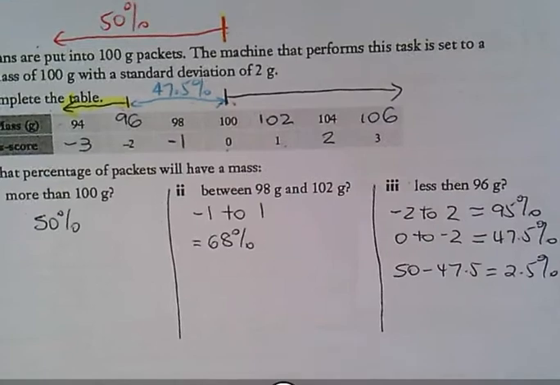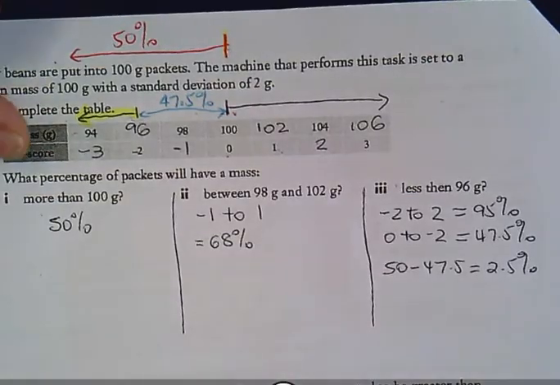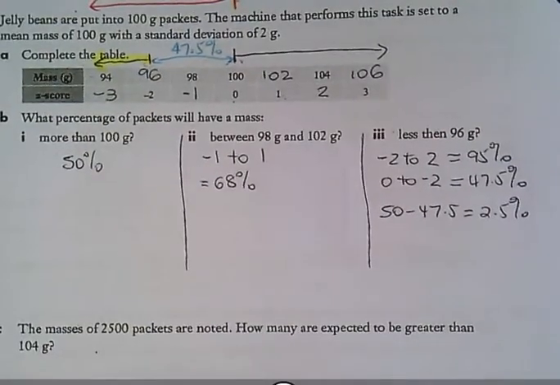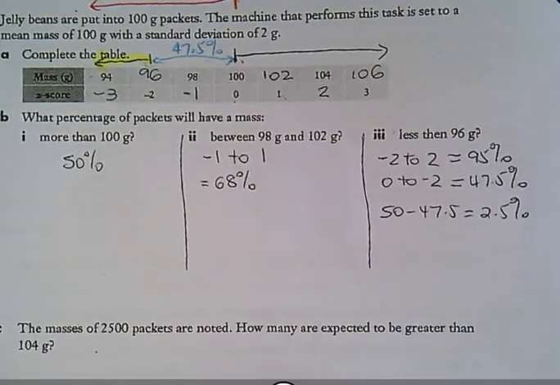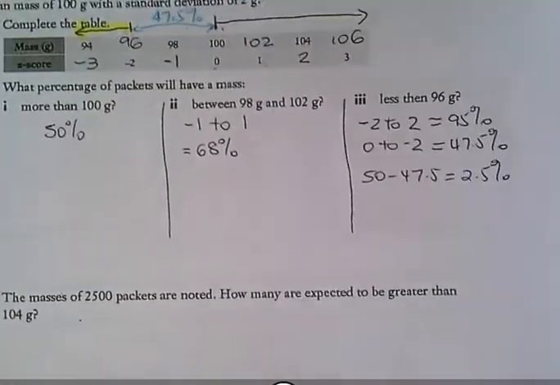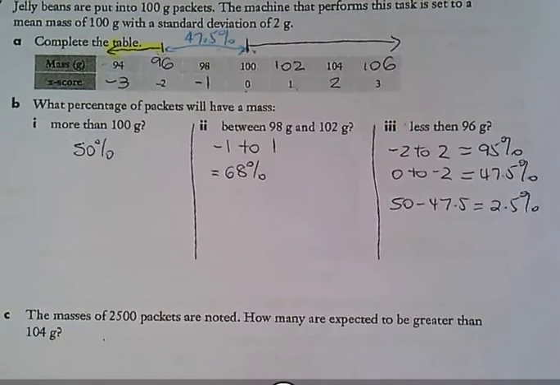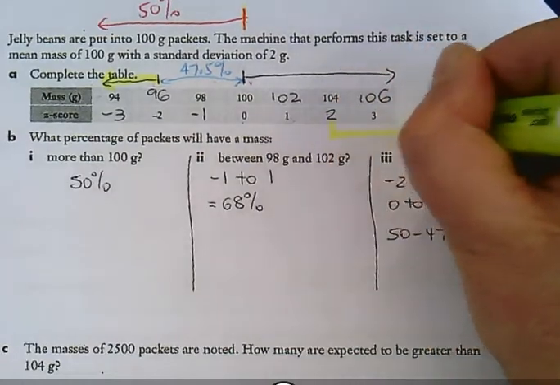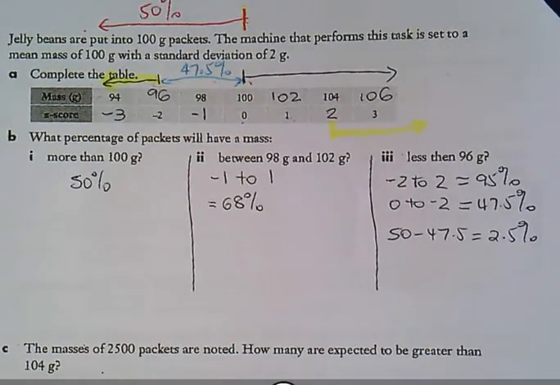Do you not get that? Question C. It says the masses of 2,500 packets are noted. How many are expected to be greater than 104 grams? Now, girls, this is a symmetrical graph. Well, how many are bigger than 104? That is from here upwards. That's bigger than 2 standard deviations.